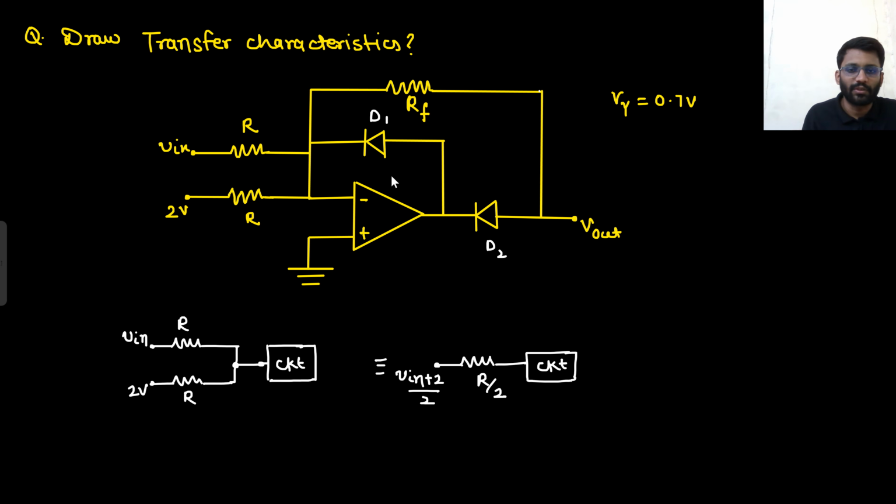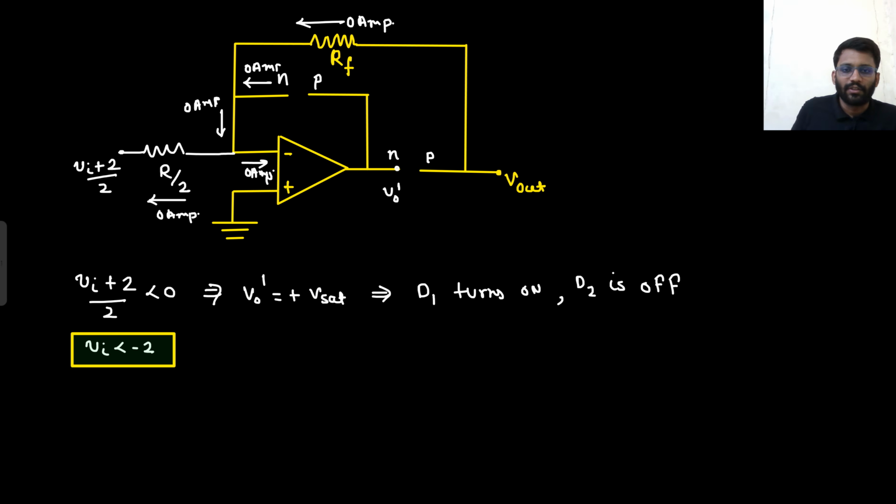And here they should have shown the threshold, saturation voltage. I forgot to show the saturation voltage, but this you can consider. Saturation voltage will be plus Vset and minus Vset, right? So this was the question.